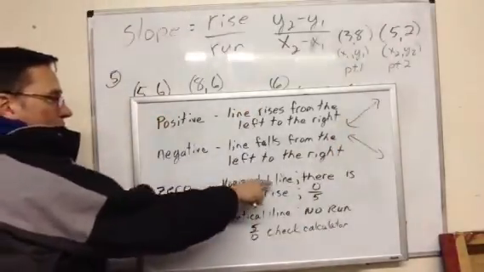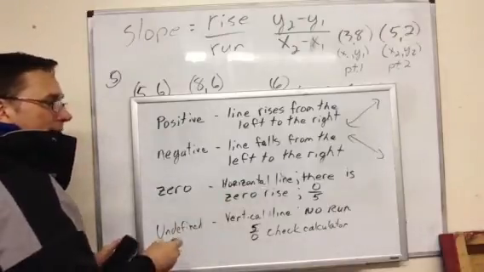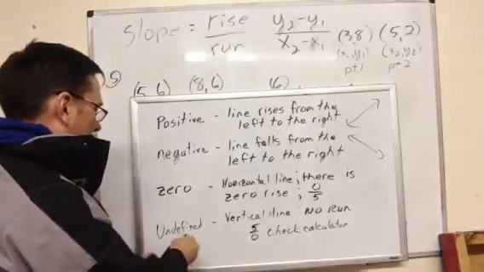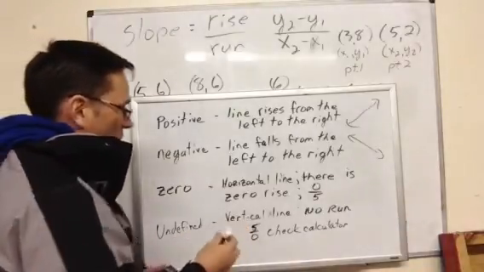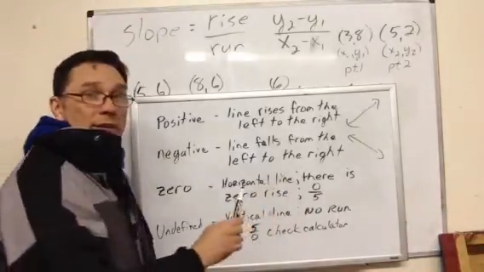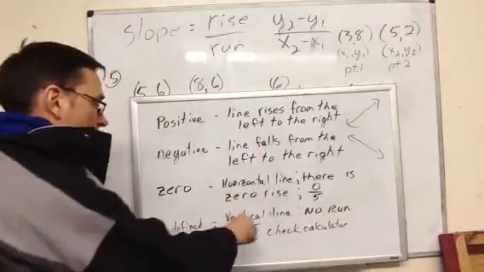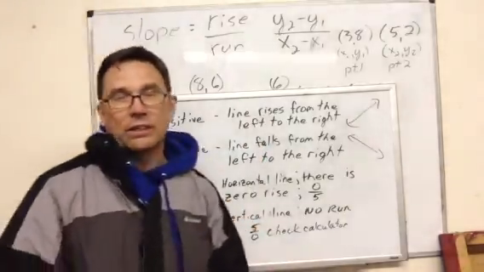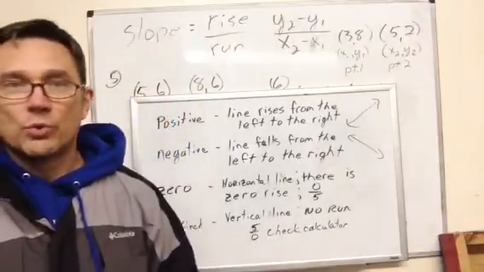0 slope. It's a horizontal line, there's 0 rise. It's not going up. An example is 0 over 5. The last one, undefined. Vertical line. There's no run. It's going straight up, no run, and there's a 0 on the bottom. And again, I check the calculator to see which one's 0 and which one is undefined.